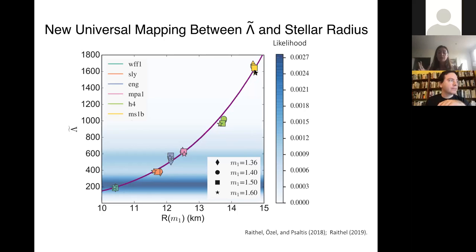So this basically says, if you have a gravitational wave event where you measure the binary tidal deformability and a precise chirp mass, and you don't know the mass ratio very well, this Q is uncertain, allowing different mass components, it doesn't matter. There is a beautiful mapping between the tidal deformability and the stellar radius.